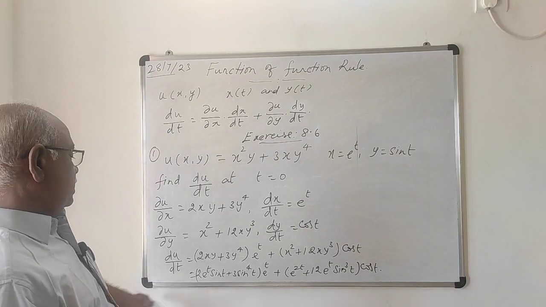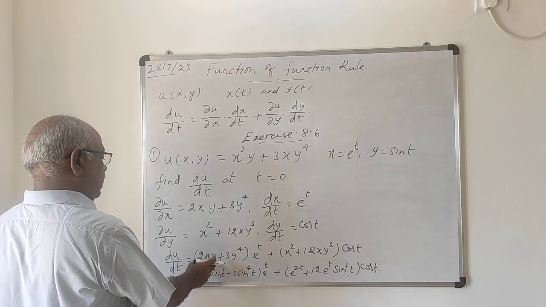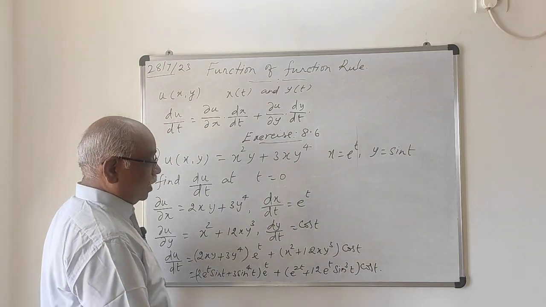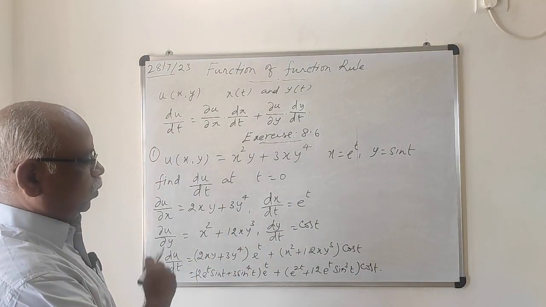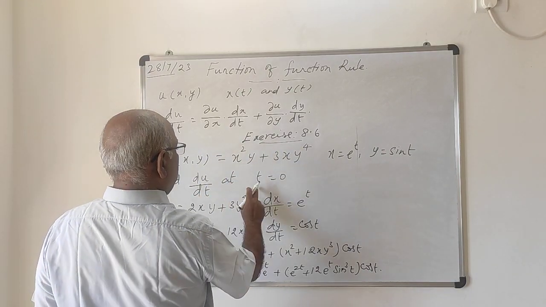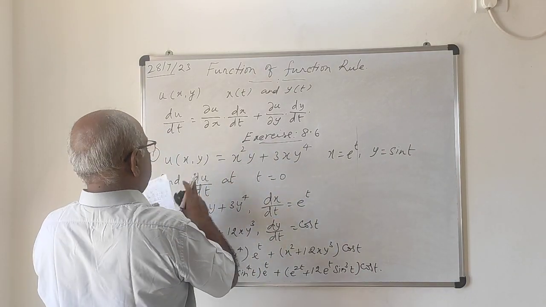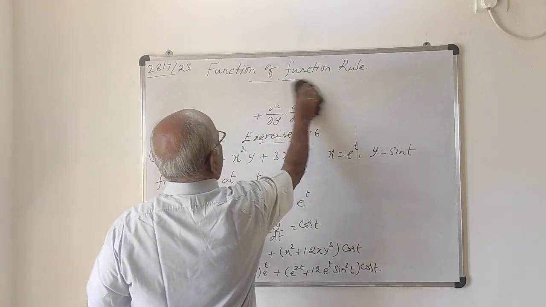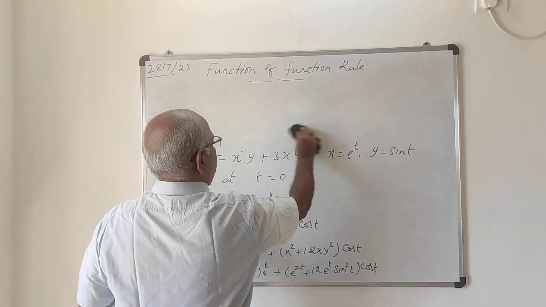Okay, this is after substituting x and y. We have du by dt in terms of t, and you find out du by dt at t equal to 0. So our problem is we have to find out du by dt at t equal to 0. What is the value of du by dt at t equal to 0?